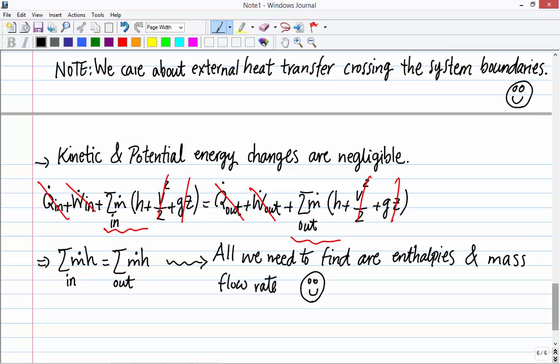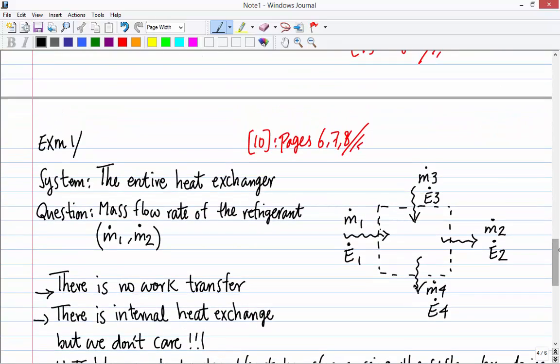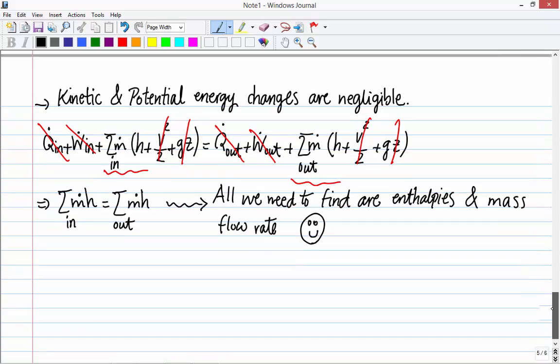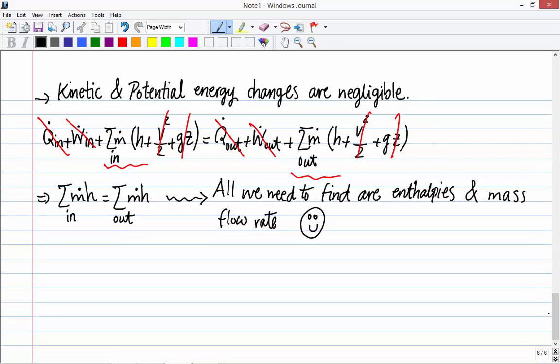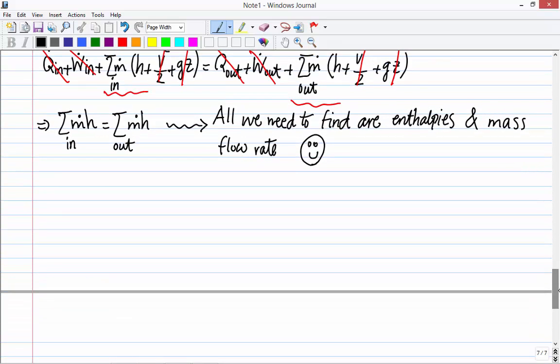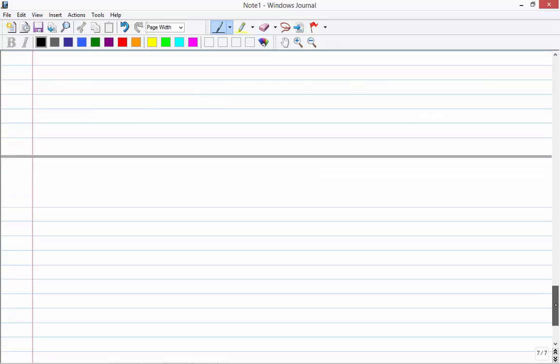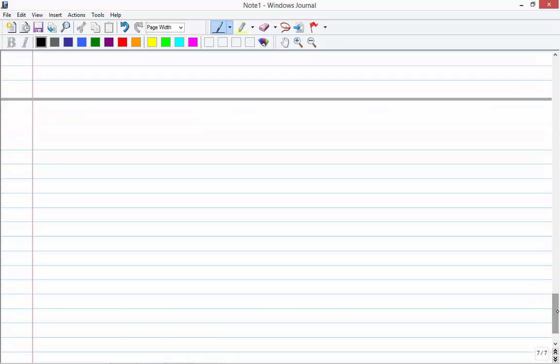So why do I say enthalpies? Because here we have 2 inlets and 2 outlets, so we have 4 enthalpies in total and 4 mass flow rates. That's gonna be a mess. But wait a moment. We are gonna do cool stuff. Let me write my table. This is our famous table that I love, and you're supposed to love as well.